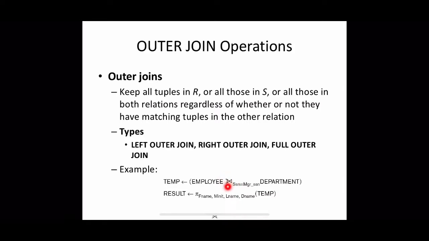The meaning of this left outer join is that even if some employees are not managing any department, we don't want to lose the corresponding employee information. So the resulting relation will contain a null attribute for the remaining. Okay, we can see an example for that.